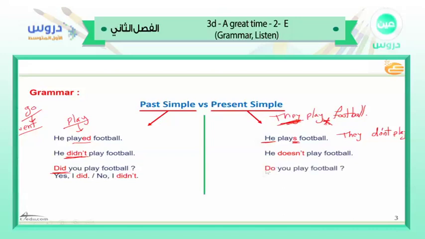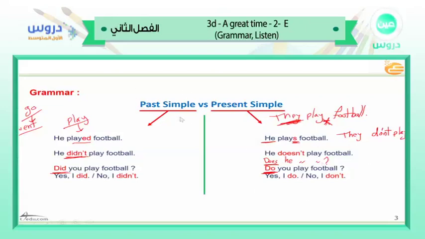What about the questions? Do you play football? So we have to use do, or maybe does if it's singular. Does he play football? So does or do. Does with singular subject and do with plural. Do you play football? Yes, I do. No, I don't. Does he play football? Yes, he does. No, he doesn't. Okay, everyone?